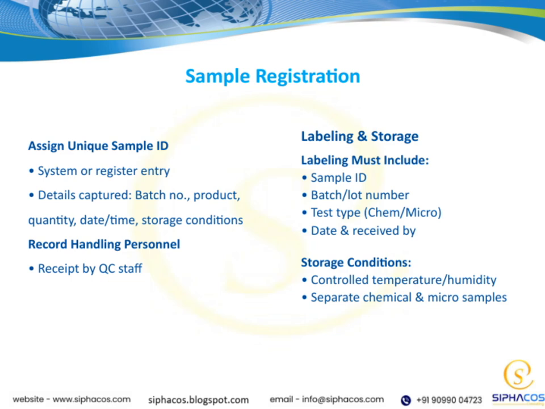Moving on to sample registration, the first step is to assign a unique sample ID. This can be done through an electronic system or a manual register entry. All relevant details, like the batch number, product description, quantity, date and time of receipt, and storage conditions, must be captured accurately. It's equally important to record who handles the sample, specifically the QC staff responsible for receipt. This creates a clear chain of custody and ensures accountability at every step. By following these labeling and storage protocols, we uphold the quality and reliability of our testing process, which is central to the overall integrity of our work.